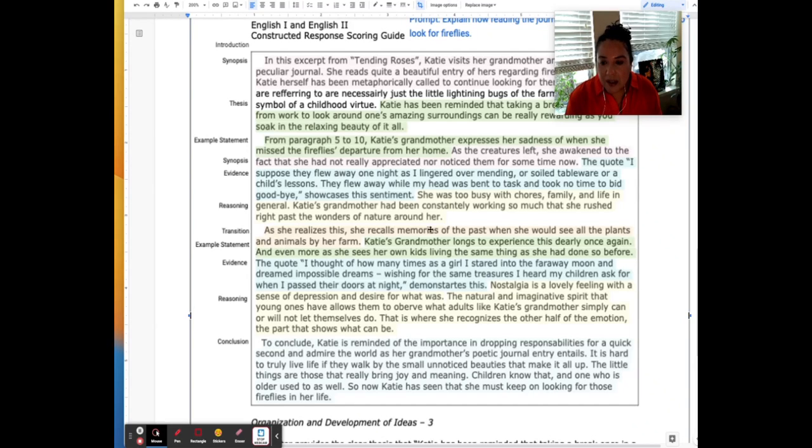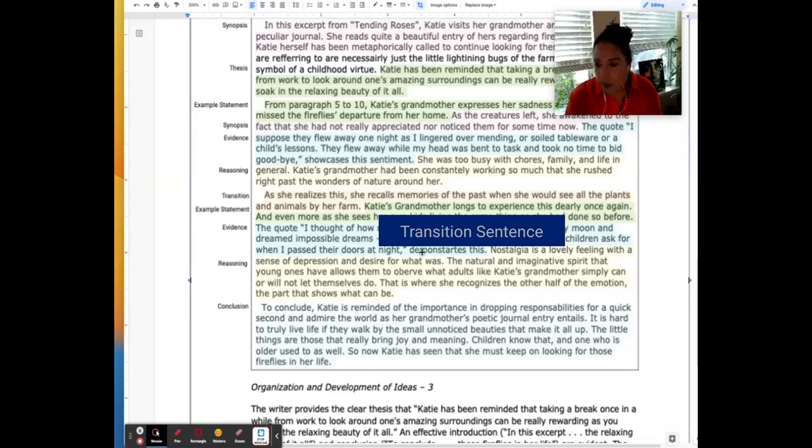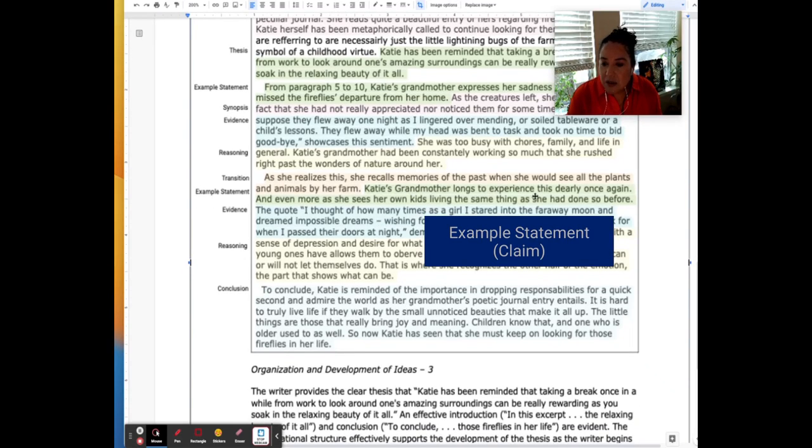Our kids can do this. Into the second body paragraph, the student provides a transitional sentence. And the transitional sentence is actually working to move the reader along in chronological order of the essay. So nice choice by this writer. As she realizes this, she recalls memories of the past when she would see all the plants and animals by her farm. And then this leads into our second example statement here. So again, it's another claim that supports the thesis at the top of the essay. Katie's grandmother longs to experience this dearly once again, and even more as she sees her own kids living the same thing as she had done so before.